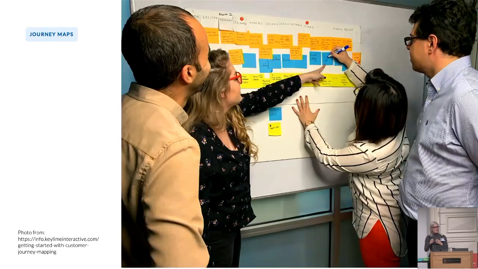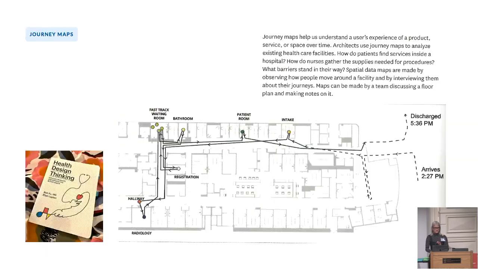So journey mapping can happen, like I said, on a digital screen. We're going to use Post-it notes today. You can do an actual walkthrough with people through a full journey. There's all sorts of different ways to do this.